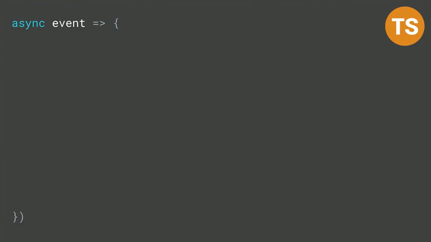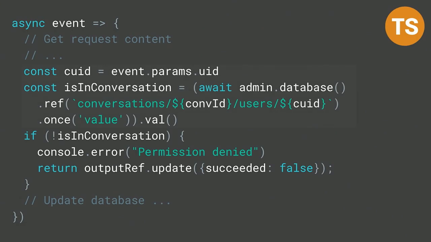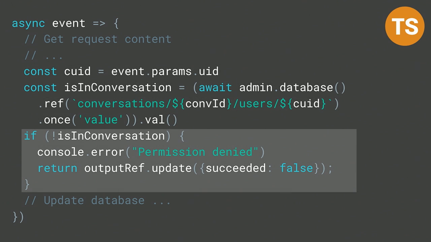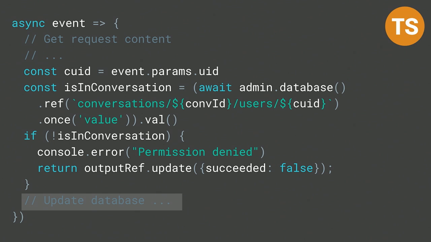Let's go back to our function and see how we add the permission check. What you do is first check conversations users to see if the current user is participating in the target conversation. If they are not, then do nothing and mark the logic execution as failed. But if they are, then go ahead and update the database, just like what we did earlier.